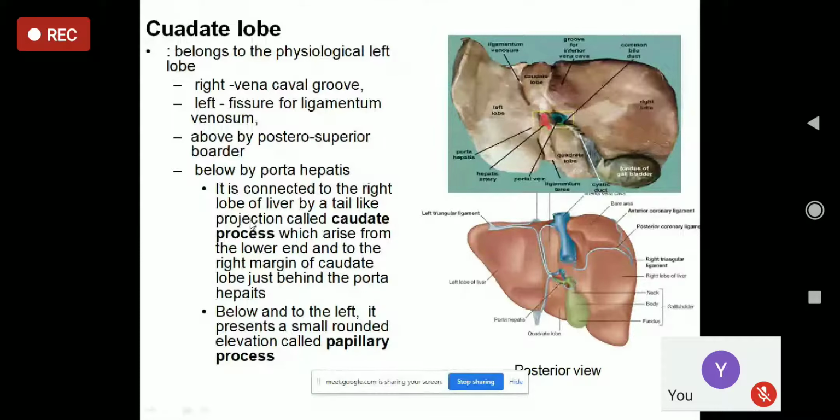It is connected to the right lobe of the liver by a tail-like projection called the caudate process, which arises from the lower end of the right margin of the caudate lobe just below the porta hepatis. So if this is the caudate lobe, here is the caudate process, and here is the papillary process. Towards the right side is the caudate process, and towards the left side is the papillary process. Please don't confuse them. In viva, most of the time you make this mistake. Going right is the caudate process, and this is the caudate lobe, whereas the small one is the papillary process.